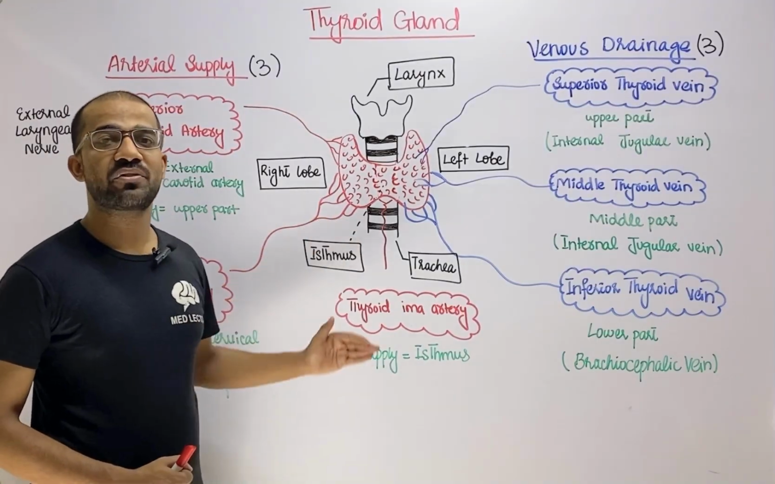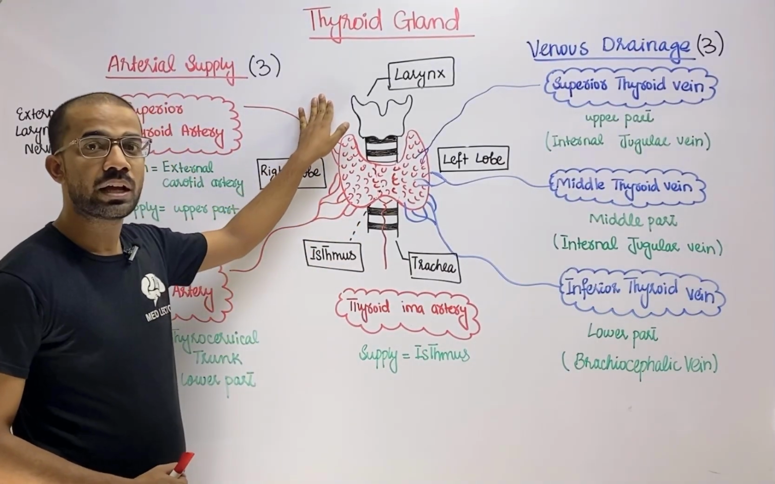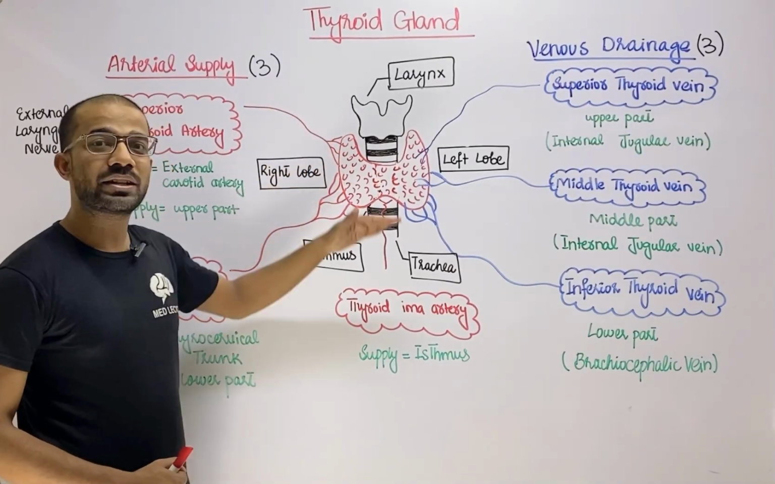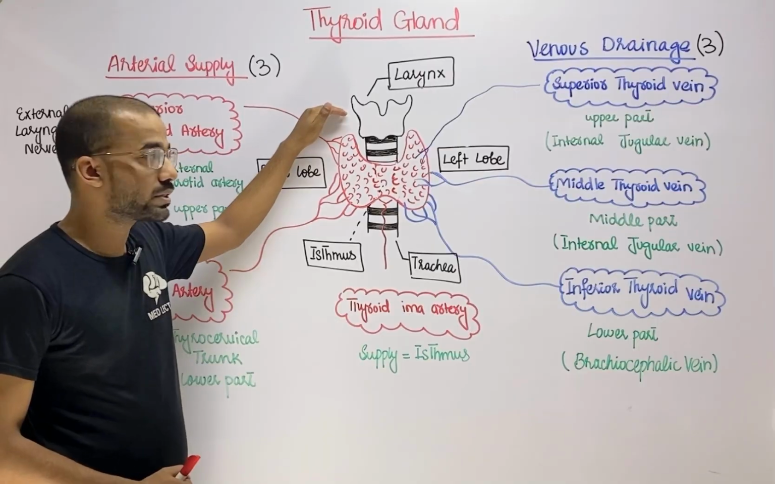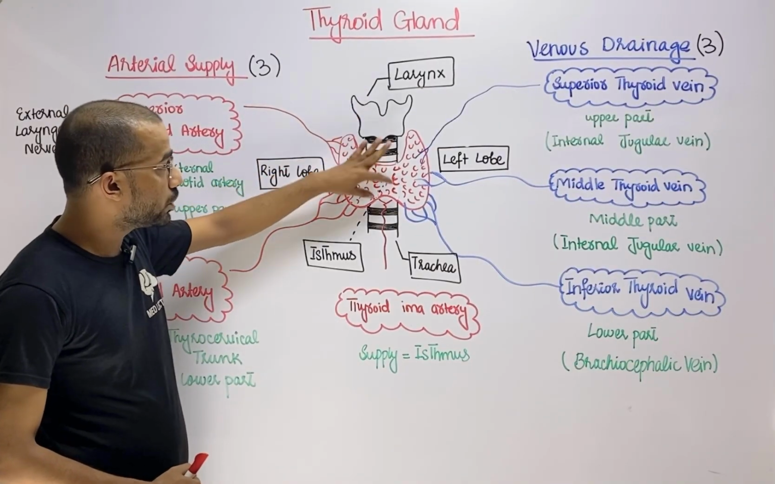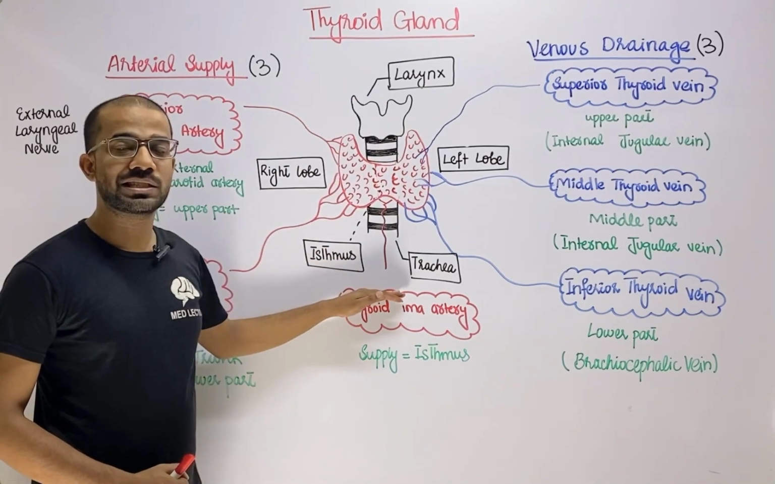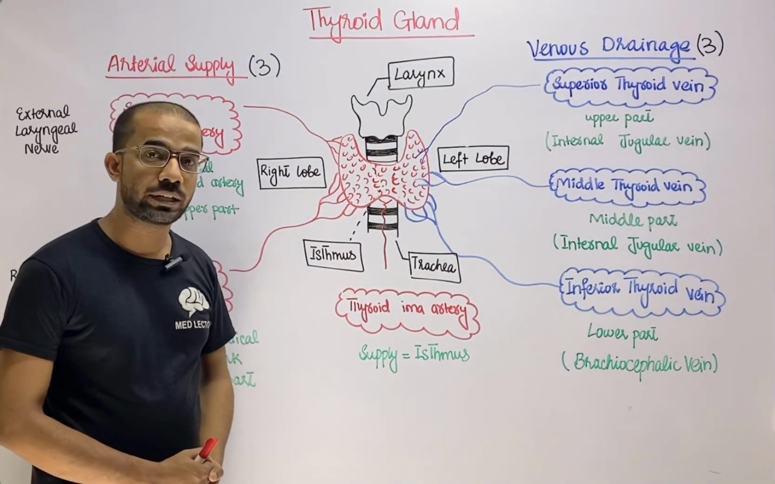First of all, before discussing the different parts of the thyroid gland, we have to discuss the different components that are related to the thyroid. First is the larynx, which is also known as the voice box, that is present above the thyroid gland. And at the center you will see the trachea, that is the windpipe, and above the windpipe you will see the presence of the thyroid gland.